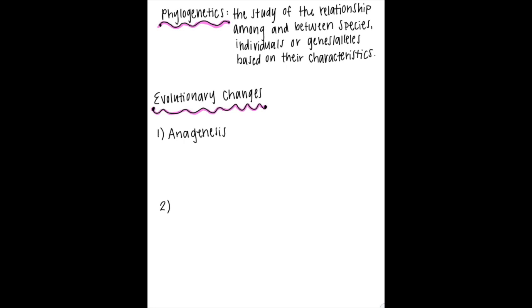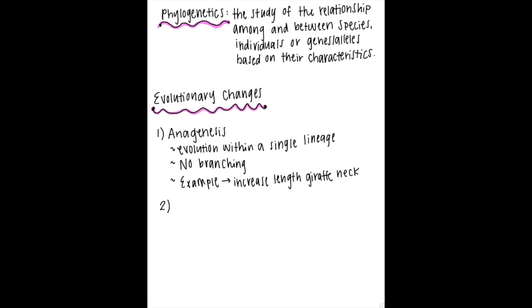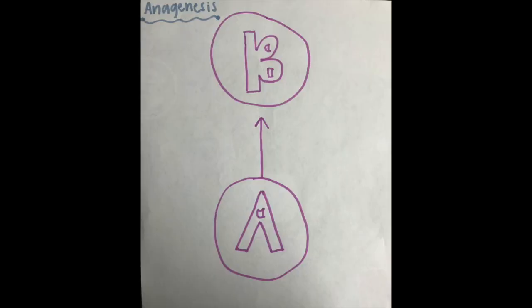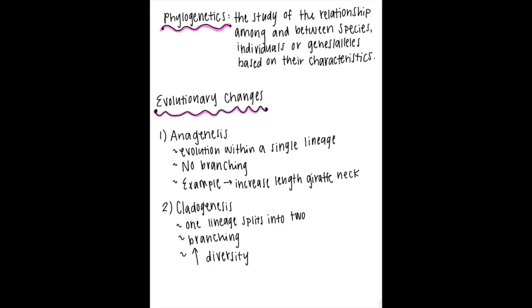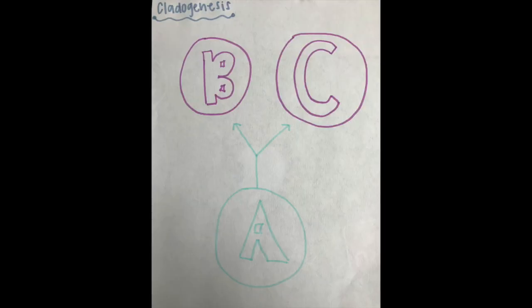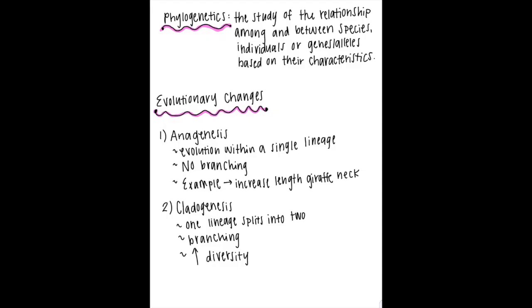Anagenesis occurs whenever there is evolution within a single lineage over time and is represented by the absence of branching. A specific example of this is the increasing length of a giraffe's neck over a long period of time. Cladogenesis occurs whenever one lineage splits into two and is represented when branching is present. This type of change allows for more diversity since a greater number of species exist at the same time.